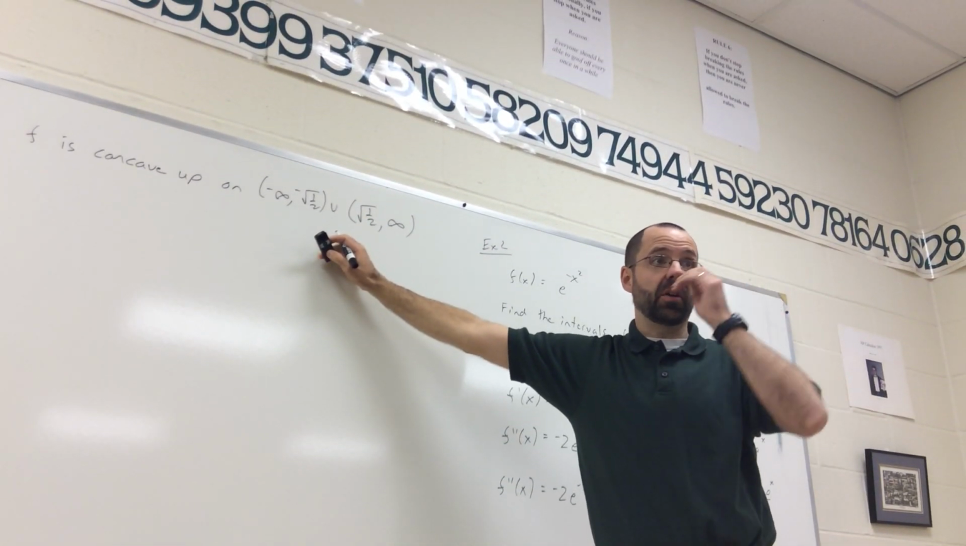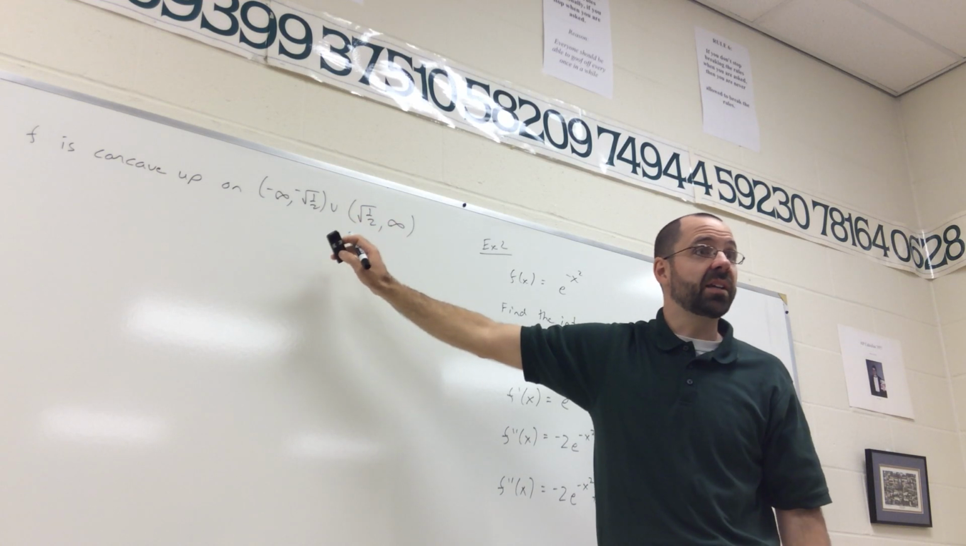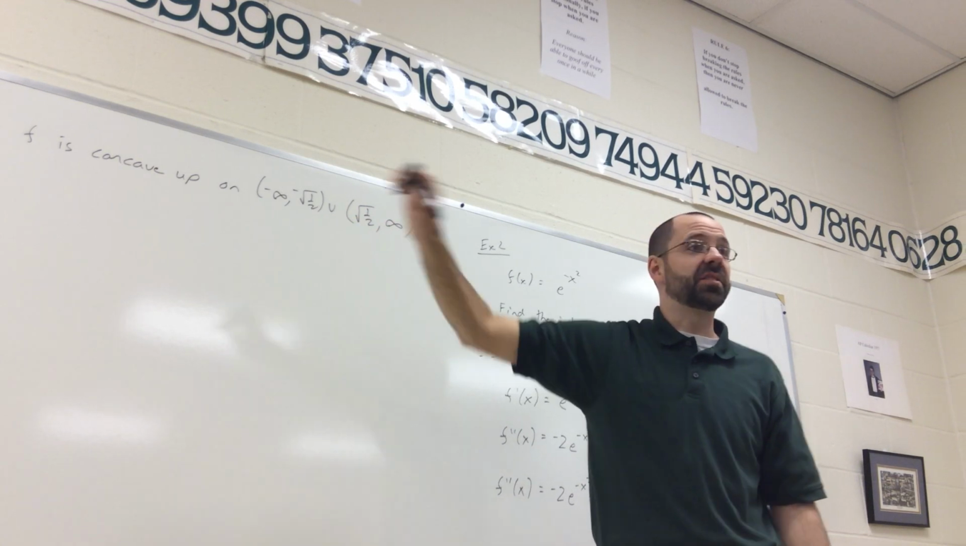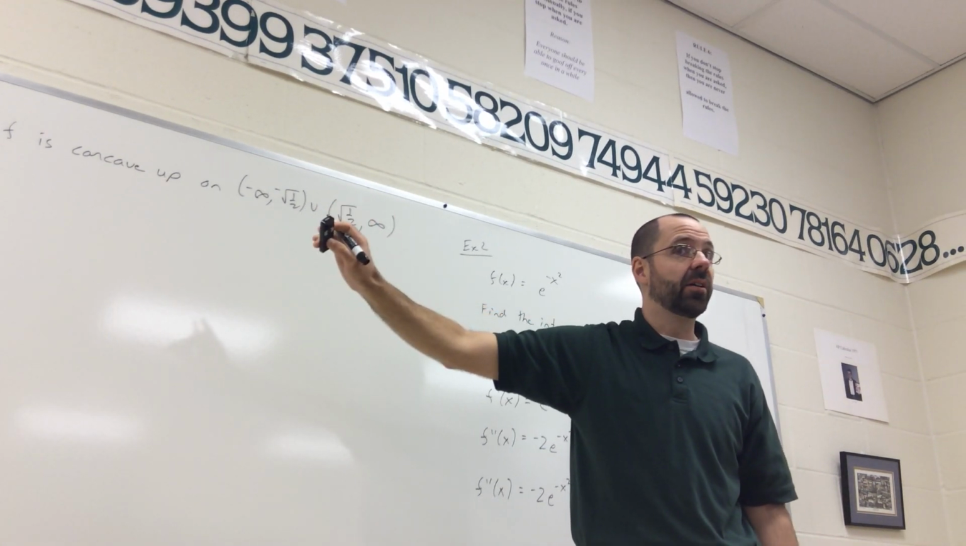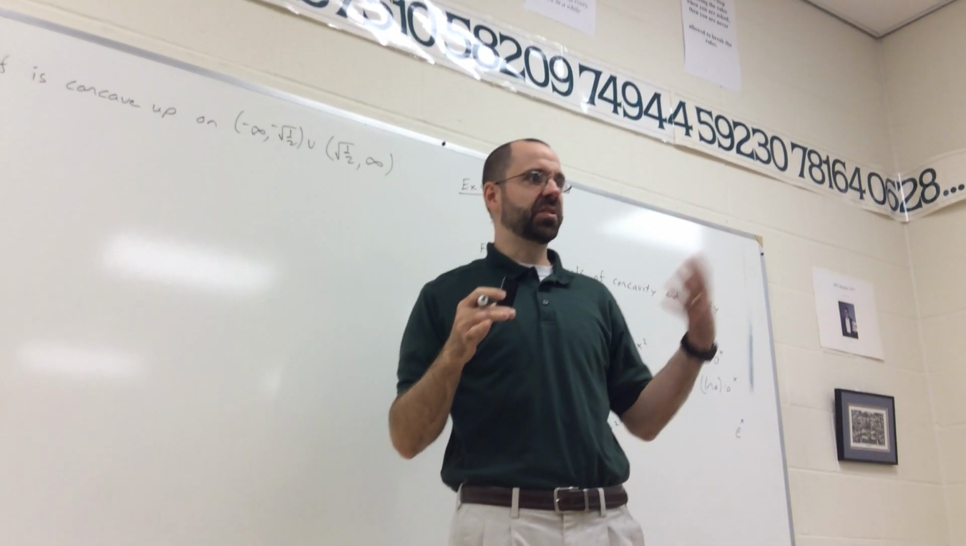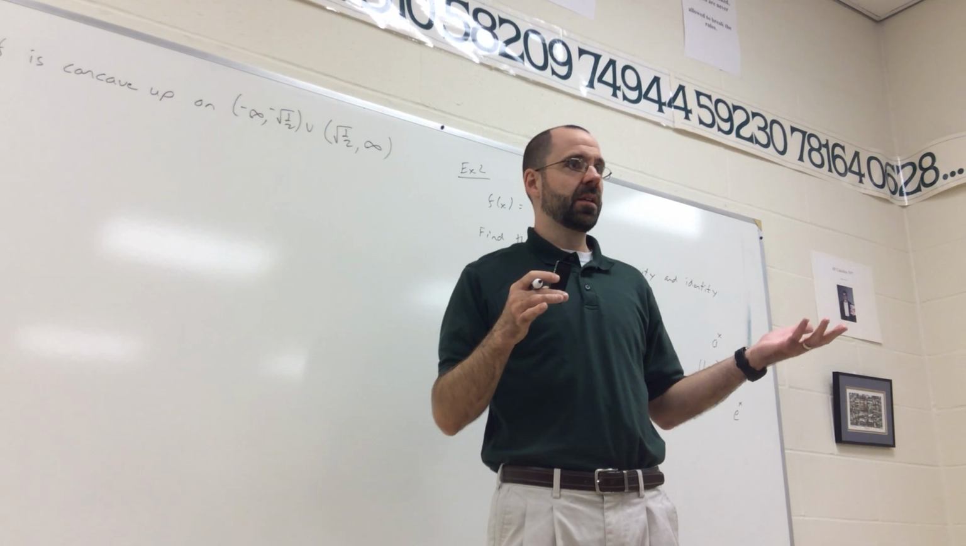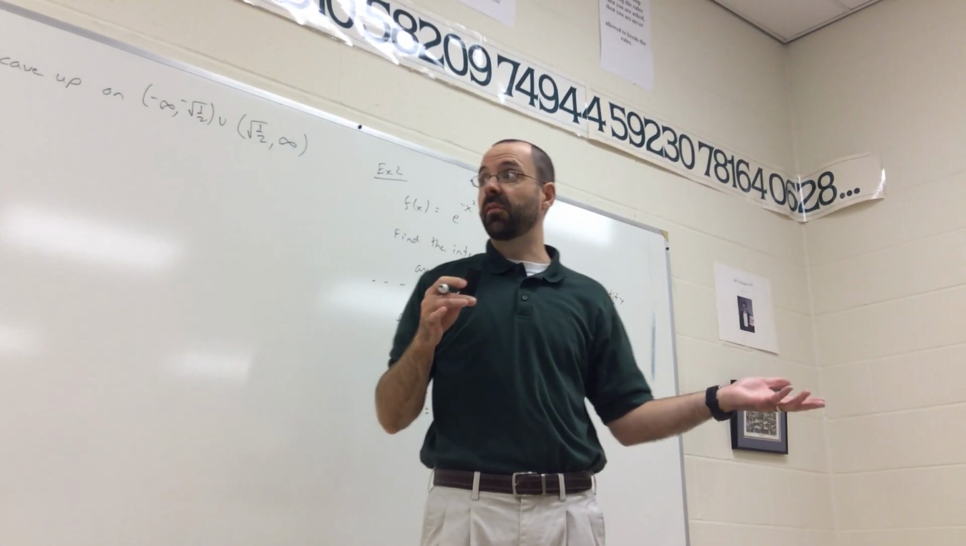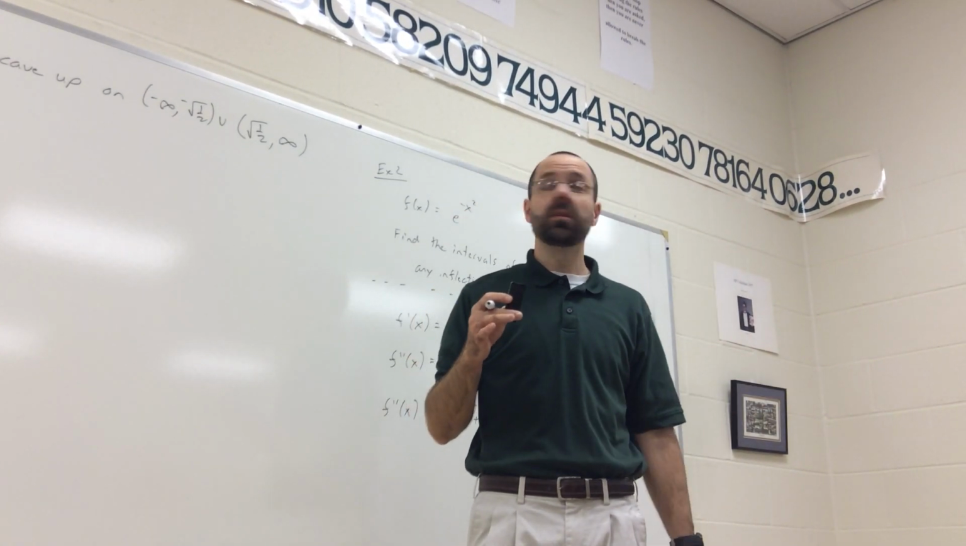That's where f is concave up. And the reason f is concave up there is because the second derivative is positive there. So that's what we wrote down with the concavity test. If the second derivative is positive, then that means the original graph is concave up.